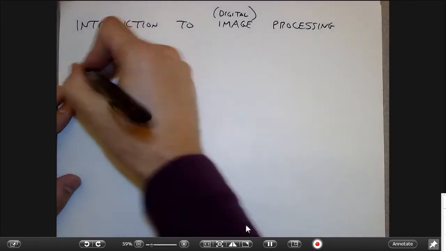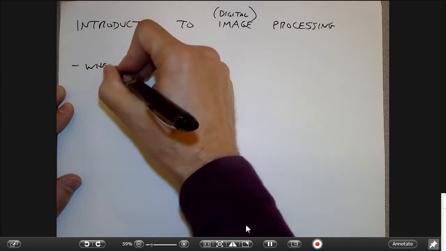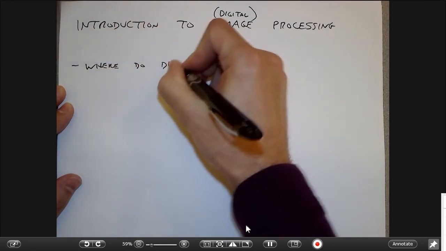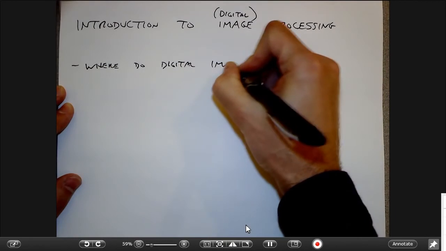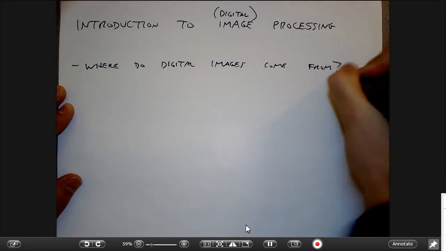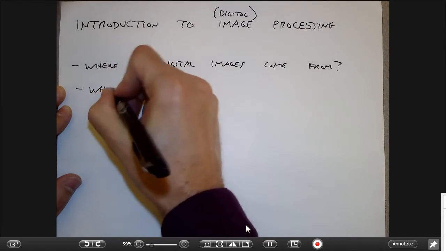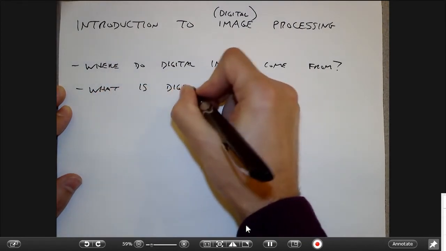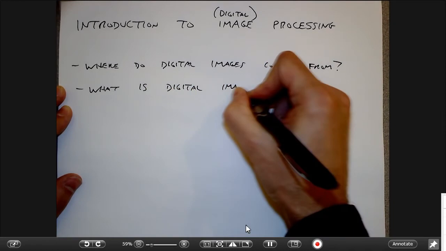Where do digital images come from? And what is digital image processing? That is, what are we going to be talking about in this class?